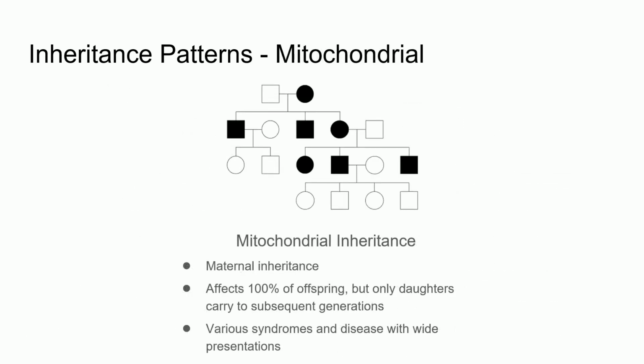Because mitochondria are inherited from mothers, there is only maternal transmission to all offspring, and therefore daughters are the only carriers. Mitochondrial diseases are varied and include subacute necrotizing encephalopathy, or Leigh syndrome, cardiomyopathy and conduction defects, and Pearson syndrome, among many others.